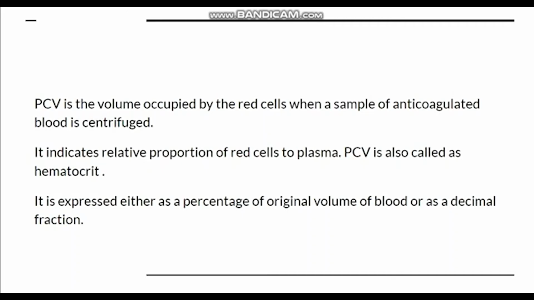So what is packed cell volume? It is the volume occupied by the red blood cells when a sample of anticoagulated blood is centrifuged. Now what does it tell us? It tells us the relative proportion of the red blood cells to the plasma, and it is also known as hematocrit. The unit of expressing this is percentage, the percentage of the original volume of the blood, or it can be a fraction.